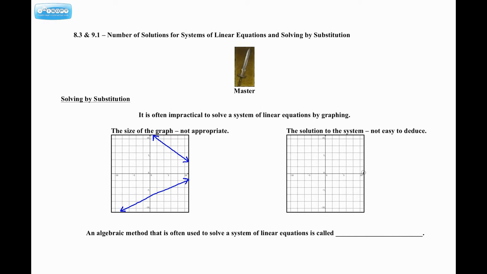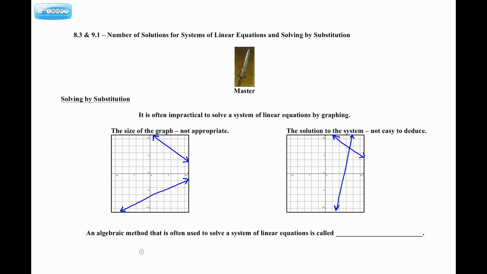Sometimes the solution, you can see it, but it's not easy to figure it out precisely. It's not easy to deduce. Here's what I mean. Maybe I have a steep one like that. But the point is I'm looking for the solution. Where do these intersect? Right there. Well, where does that actually occur? Right? I can roughly guess where it occurs, but if I want a more precise answer, this just doesn't work. Okay, so graphing fails us here.